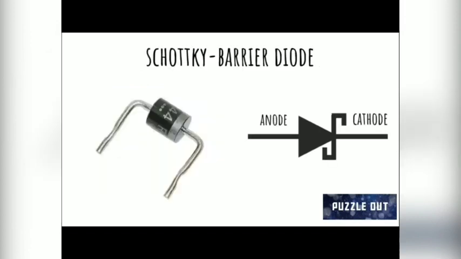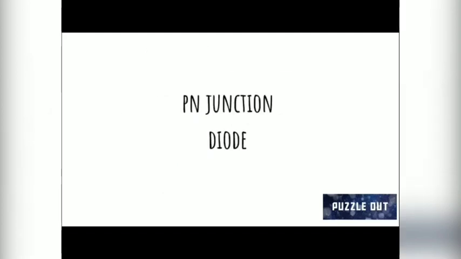The next diode is a Schottky barrier diode. It is also called as a Schottky diode or a hot carrier diode. It is a passive element with both anode and cathode conventionally. The last and the most important diode is a simple PN junction diode. So let us take a detailed look at it.